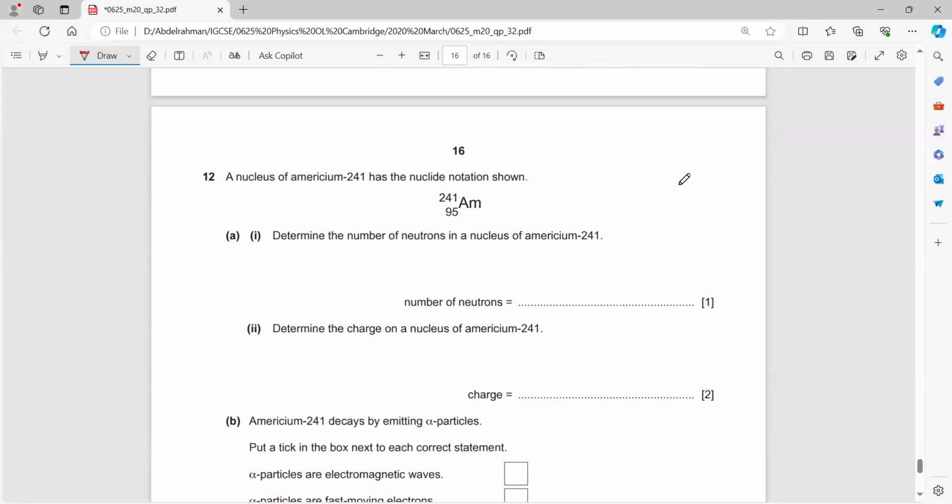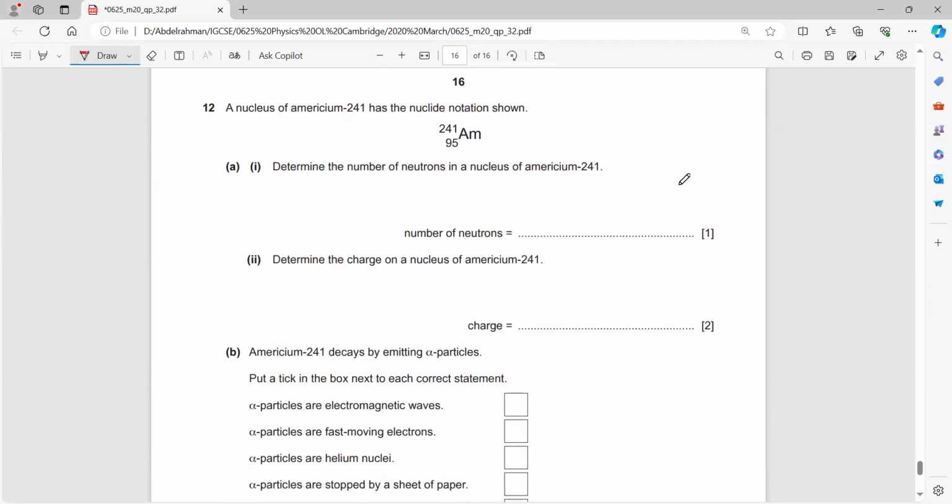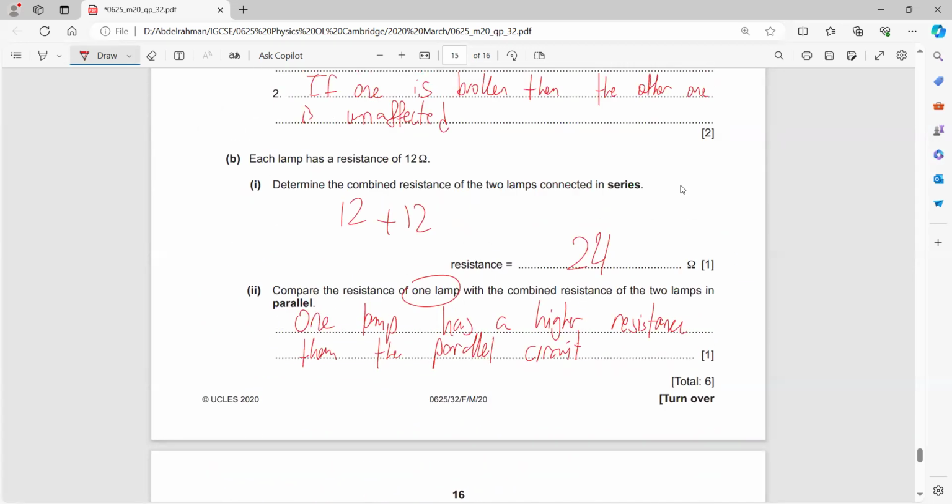Determine the number of neutrons. Mister, I didn't understand the previous part again, the double I. When I connect resistors in parallel, what happens to the total resistance? In any parallel circuit, the total resistance decreases. Whenever you have a parallel circuit, the total resistance decreases.